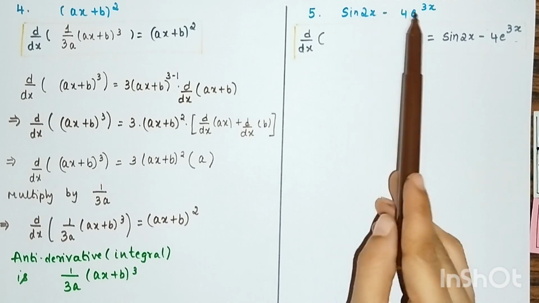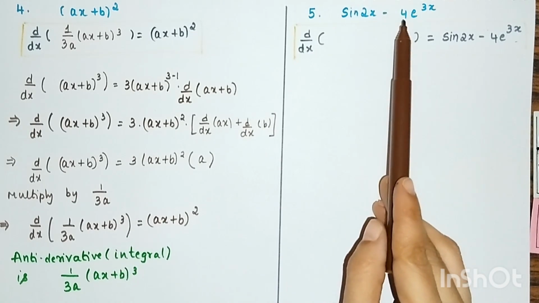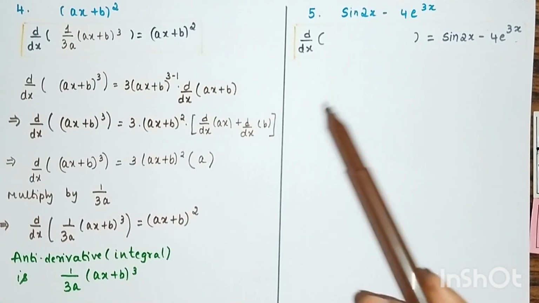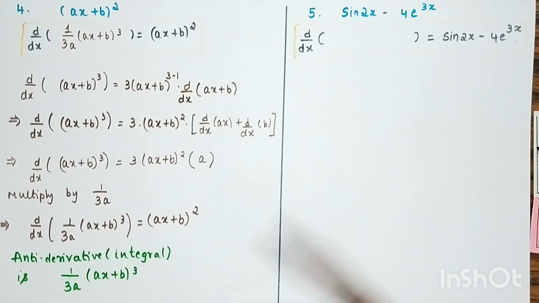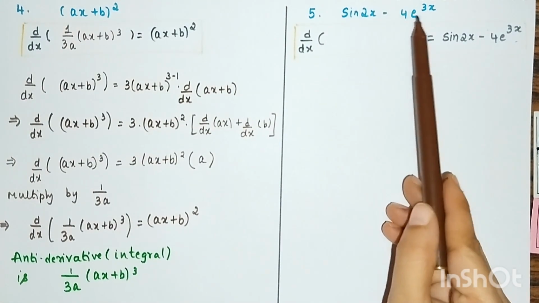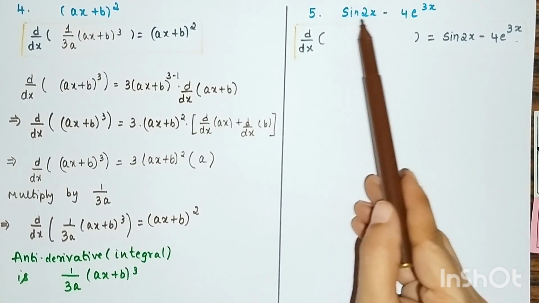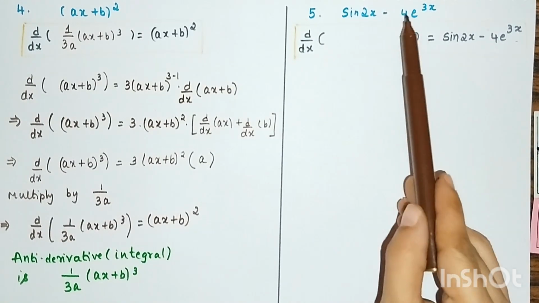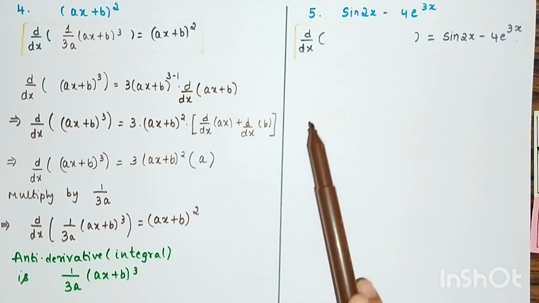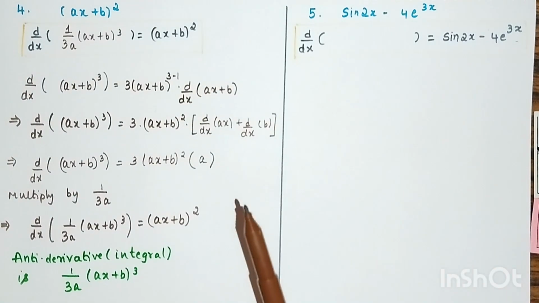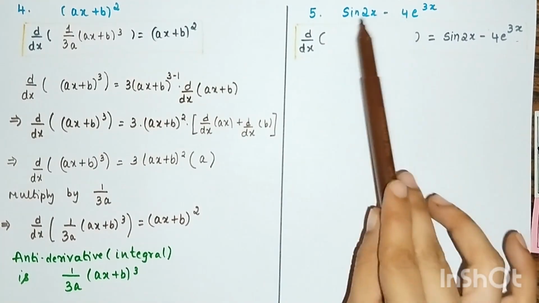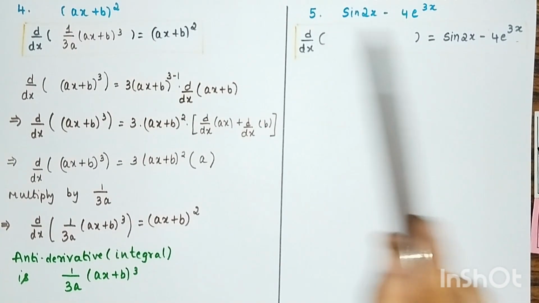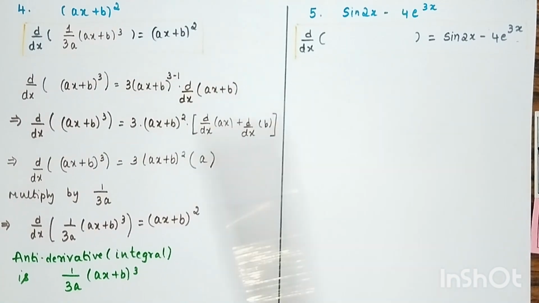When you have a difference or sum of two functions, and they ask you to find the antiderivative by the inspection method, we will do it separately. First we'll find the antiderivative of sin 2x. Then we'll find the antiderivative of 4 into e to the power 3x. Then we will combine them. We'll tell you why we have to do it separately, and why not do it in a single shot.